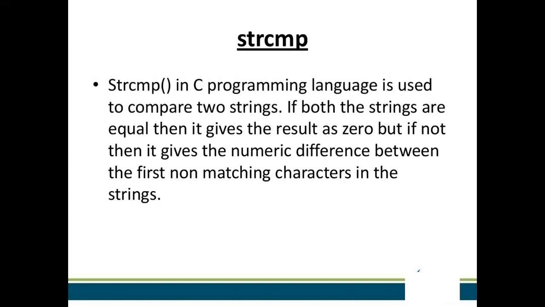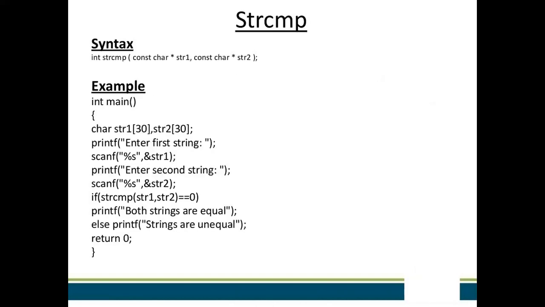The strcmp function in the C programming language is used to compare two different strings. Let us see an example. Here we are going to compare two strings, so the user has to enter the two strings one by one. For that, we declare the two strings str1 and str2 of character array type. So printf enter the first string and scanf str1, and then you also enter the second string using the scanf function into str2.